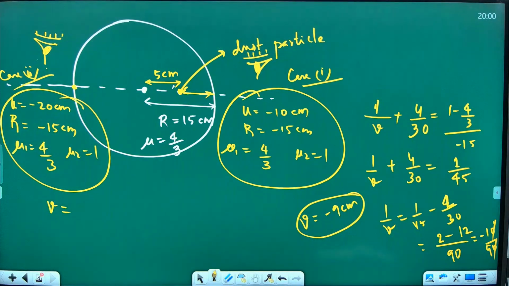Sir, I don't think so. I got minus 9, but I used some other value, sir. But I know that this is not right. This is not right. So find the error.